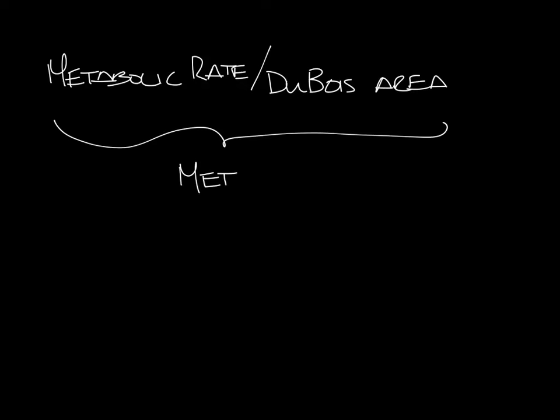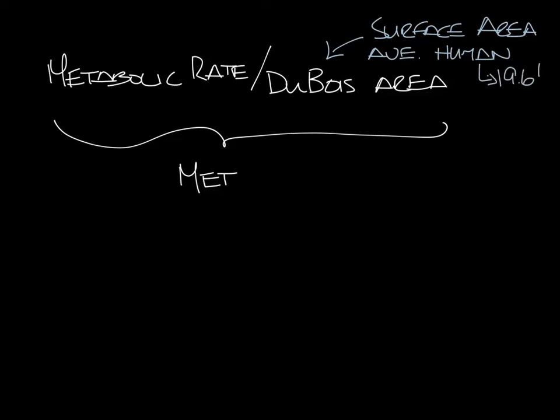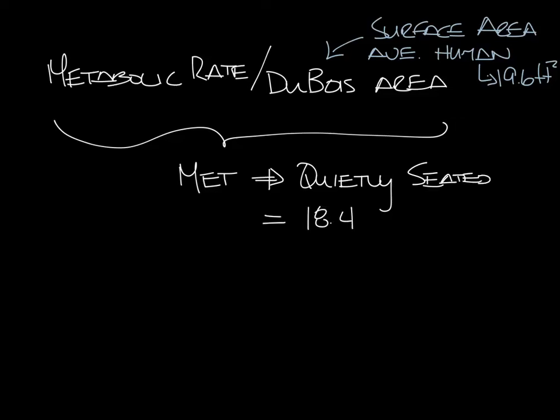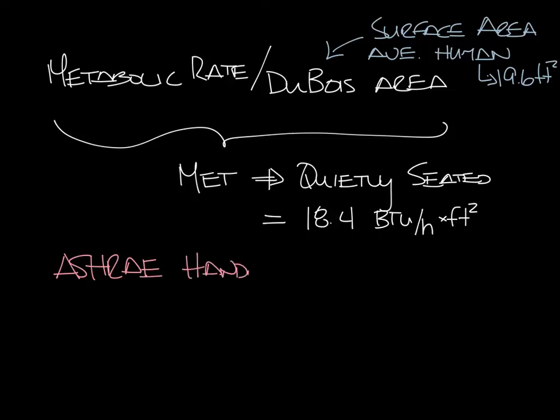The Dubois area is the mean surface area of the human body, and it equals 19.6 square feet. The MET is the metabolic rate of a quietly seated person, and it equals 18.4 BTU per hour foot squared. The ASHRAE handbook has a table that shows you the typical metabolic heat generation rates for various activities. If you're seated quietly, that is the definition of a MET.